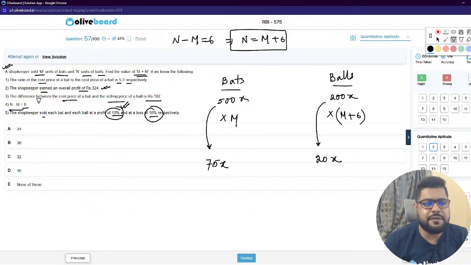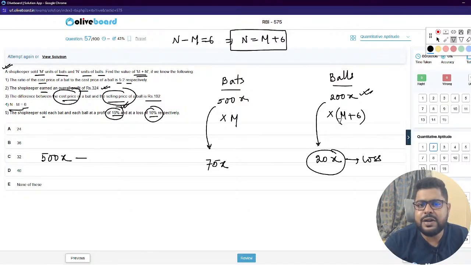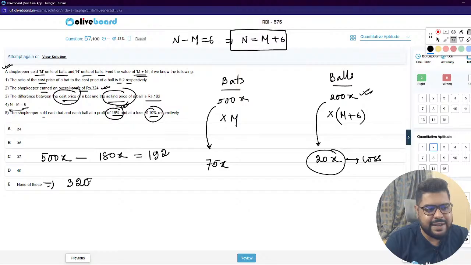Now please understand, first things first, the difference between the CP of a bat, which is 500x, minus the SP of a ball. So this is the ball and the loss is this. SP will be what? 200 minus this, that is 180x. This difference is given as 192. Or rather we can say 320x is 192. So x will be 192 by 320.